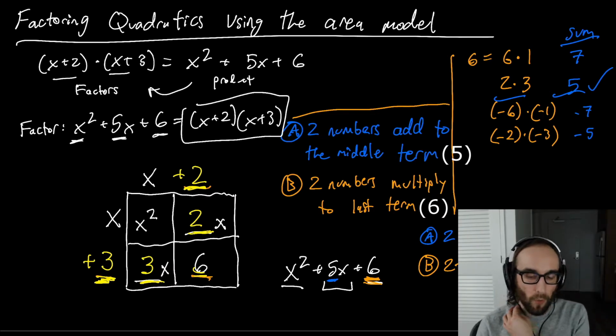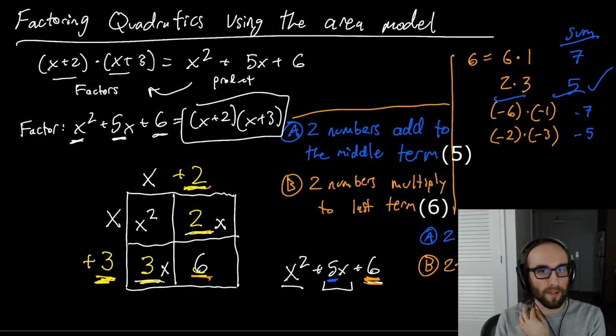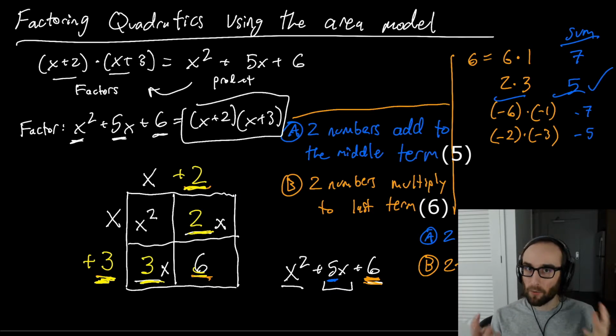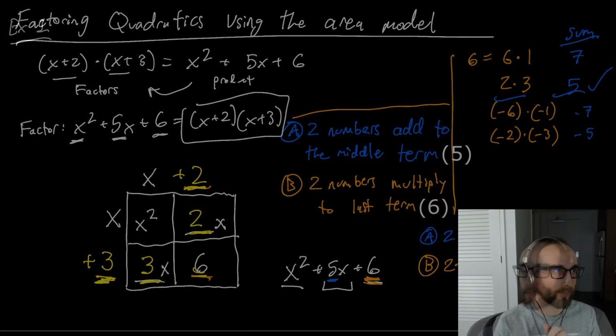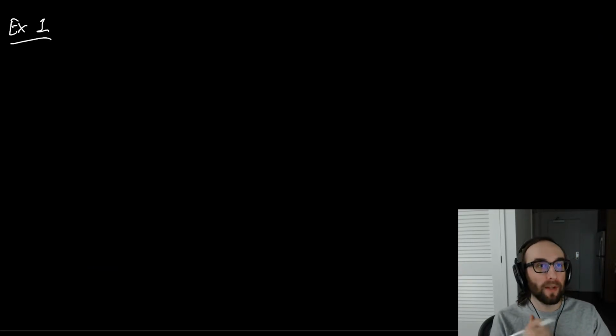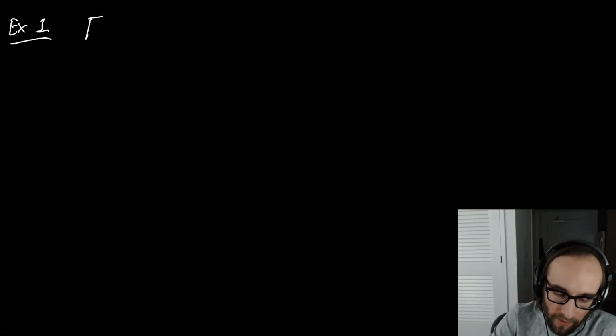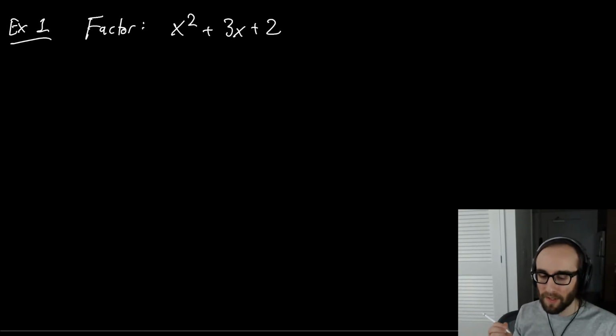All right, so we figured out how we can work backwards, start off with a quadratic product, and rewrite it as its binomial factors, how to find the 2 factors. Okay, let's take a look at a couple of examples to get some practice with factoring quadratics using the area model. Let's start off with example 1. Let's take a look at factoring the quadratic x squared plus 3x plus 2 for our first example.